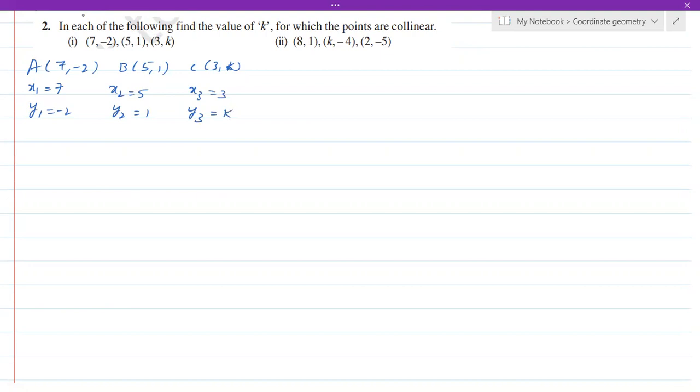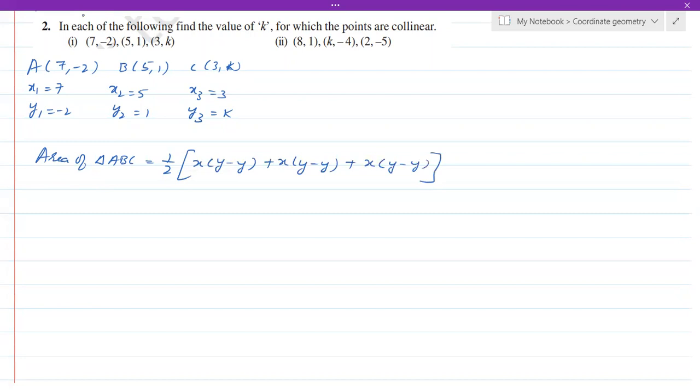Now, let's use the formula of area of triangle itself, because if the points are collinear, area of triangle is 0. Isn't it? First, let's write the formula. Area of triangle is given by the formula half. Remember, you have to write it 3 times like this: x of y minus y, plus x of y minus y, plus x of y minus y. And now the suffixes 1, 2, 3, 2, 3, 1, 3, 1, 2. Okay, now let's substitute. Since the points are collinear, area of triangle is 0. 0 equals half, x1 is 7.